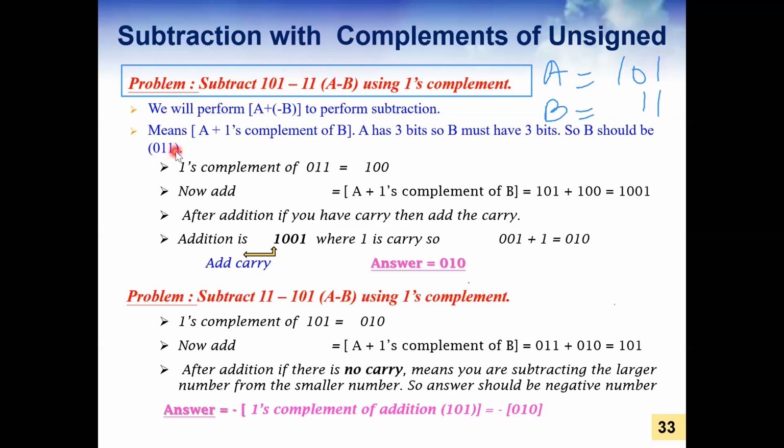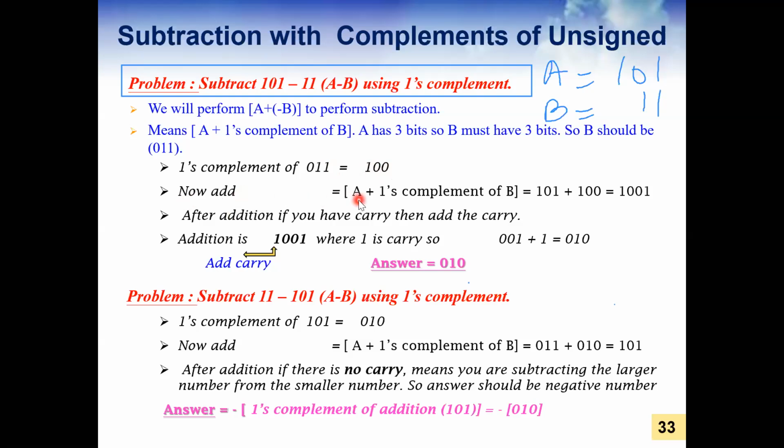This is the rule, you should note it down somewhere. Both numbers must have the same number of digits. If it is having only 2, I need to consider 011. Now after that I have to take the 1's complement of this B. So the 1's complement of 011 will be, you know that, just flip the digits. So 100. Now add.